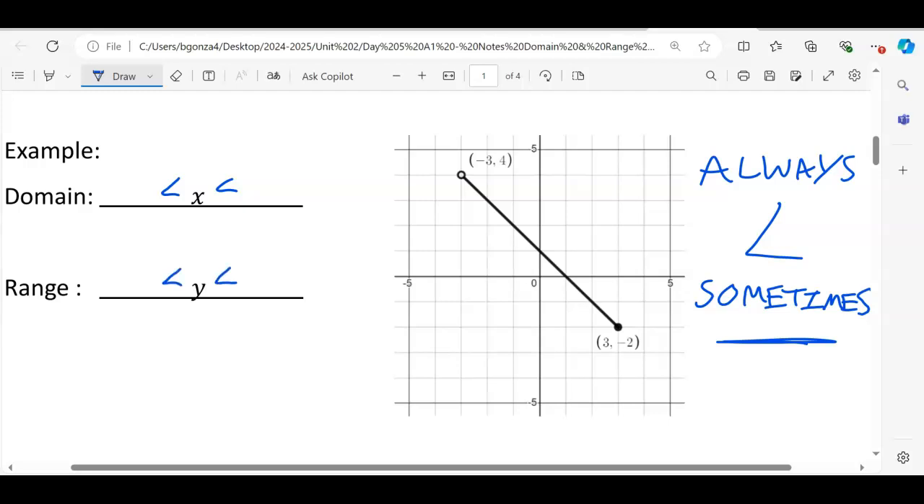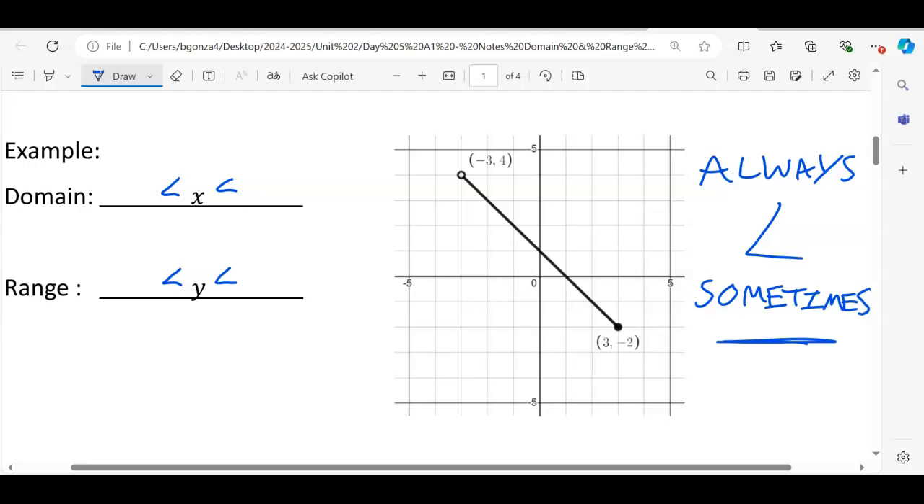The reason why we put less thans is because we're saying X is between two numbers, and Y is between two numbers, okay? So now we're going to look at this. We're going to look at the domain, okay? Now, on the domain, do we start on the left or the right? The left, the least to the left, okay?